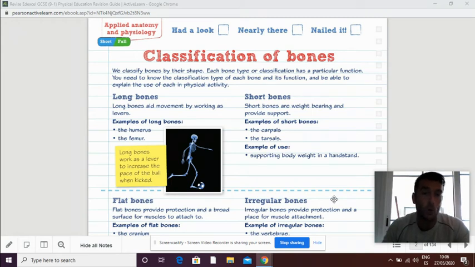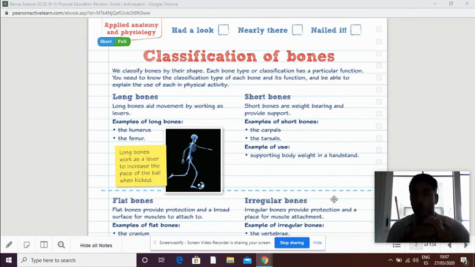Now, long bones aid movement by working as levers. So the big examples of this are the humerus, for example, in the arm, and also the femur in the leg. Long bones work as a lever to increase the pace on the ball when kicked. When you're running quickly, you're creating speed, your long bones will create that. So the long bones will create lots of force, can get lots of power, can make us quick. Okay, so think about the main big long bones in the body.